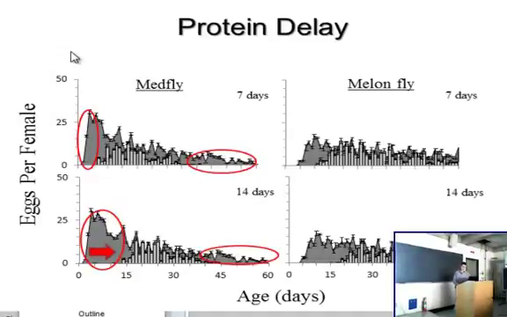The melon fly shows similar results, except that we don't have that loss of life expectancy at the end because they are longer lived. And again, the 14-day deprivation period causes the reproduction to take longer to reach maturation.